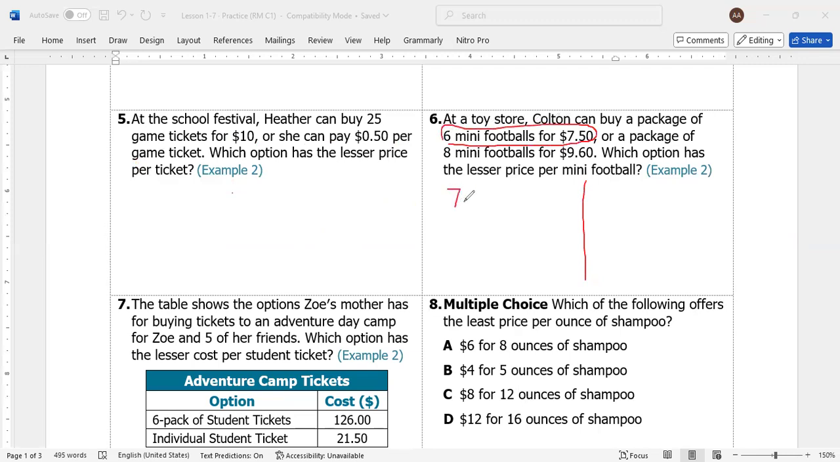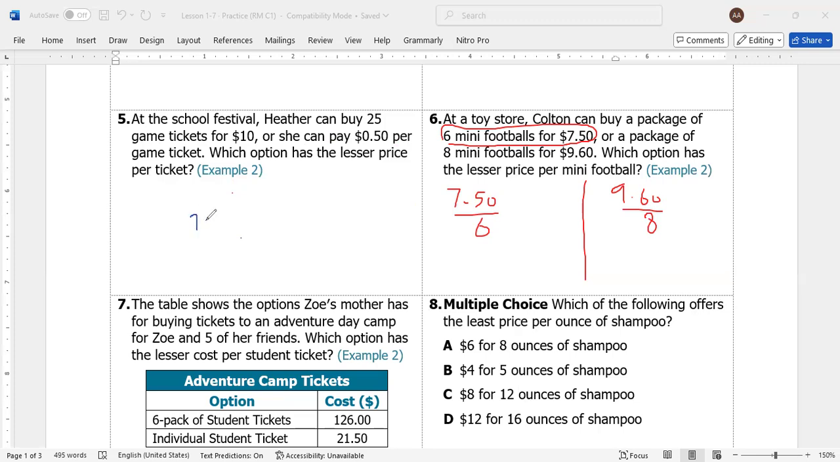Again, the price will be in the numerator. Always the price will be in the numerator. How much will be the cost of one football in this case? And same, if there are 8 mini footballs, it's costing 9.60 divided by 8. In both cases, I will check what will be the price of one football so I can compare which one has the lesser price.